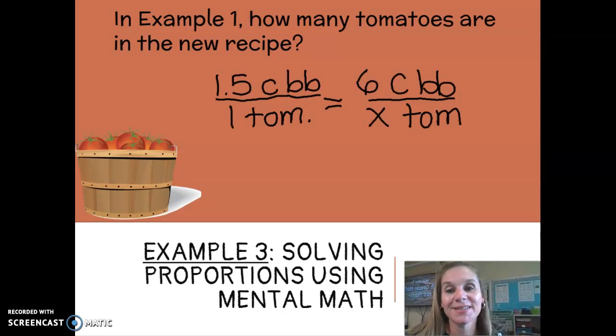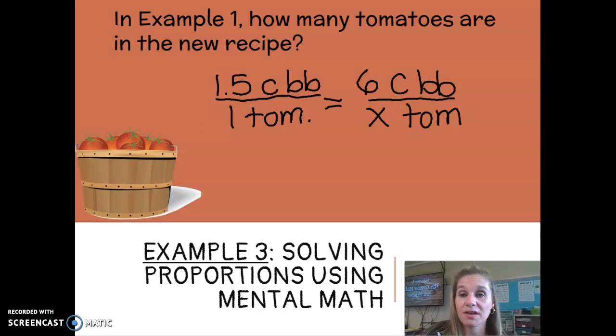There we go. So recall that we had 1.5 cups of black beans over 1 tomato is equal to 6 cups of black beans over how many tomatoes? So I want you to take a look at both the top numerators and the bottom denominators and decide which one has numbers and not any letters, which would be the top. So we see the numbers 1.5 and 6.